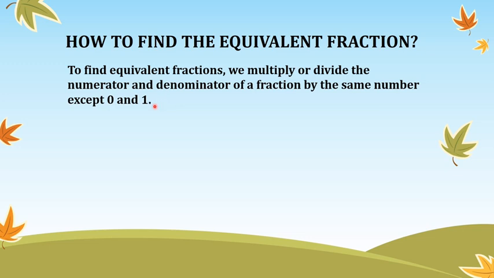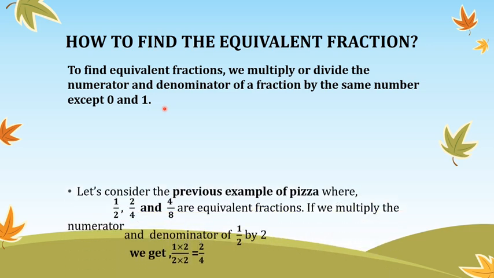Now except 0 and 1, because if you multiply 0 with any number, the product is going to be 0 only. And 1 multiplied by any number, the product is the number itself. So except 0 and 1, any other number you can use to multiply or divide the numerator and denominator of a fraction to find the equivalent fraction.